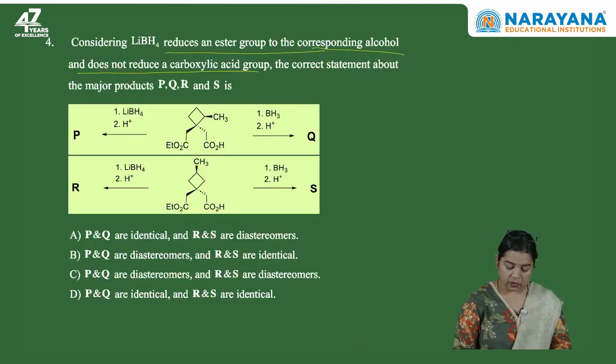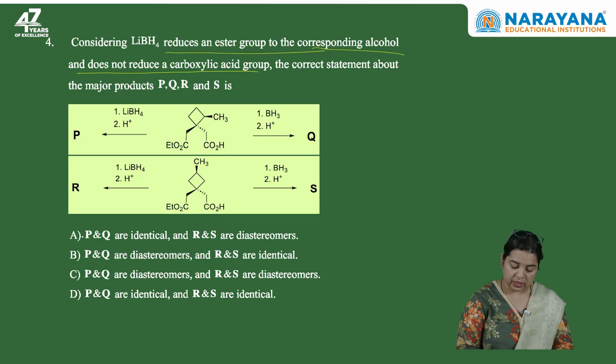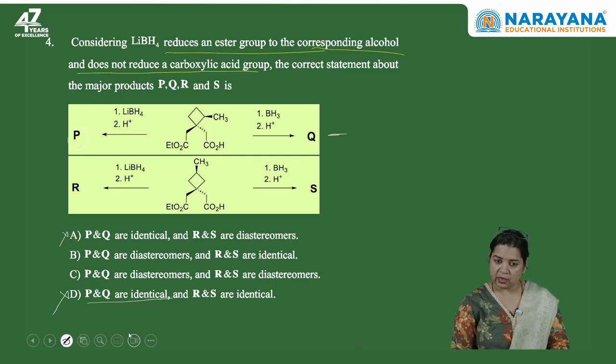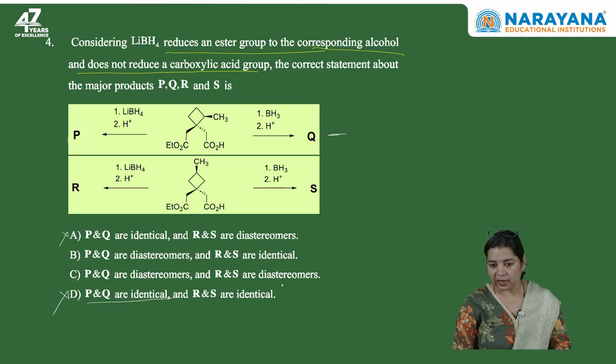Coming to options, P and Q are identical. This can't be the answer because we just proved P and Q are diastereomers. So no, P and Q are diastereomers. Yes, still in the race. D option also to be eliminated because it says P and Q are identical. Right? Now let us see amongst B and C what to select. R and S are identical or are diastereomeric.